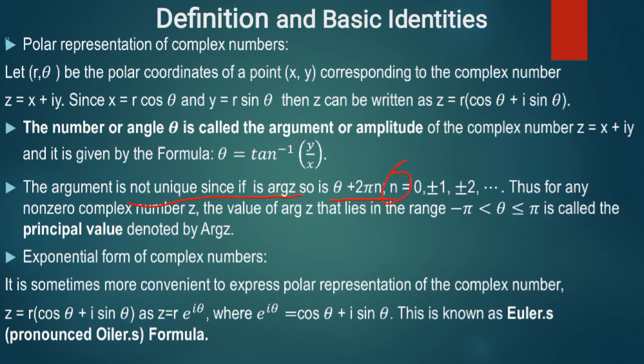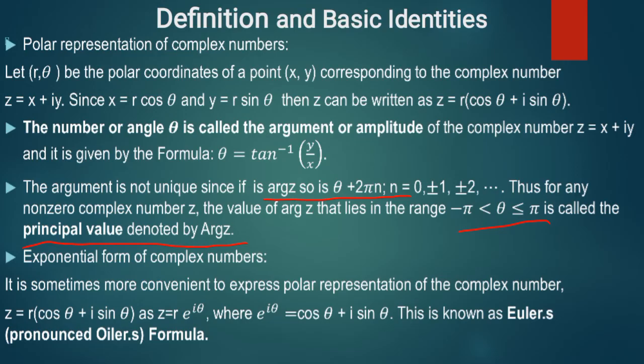If you remember, I told us that you could write it as theta plus n 360 or theta minus n 360. Because of the value n, whether we're going positively or negatively, the value of the argument of z is not unique. So theta will lie within minus pi and pi, and this is called the principal value, denoted Arg z.